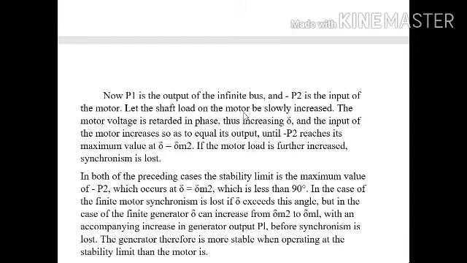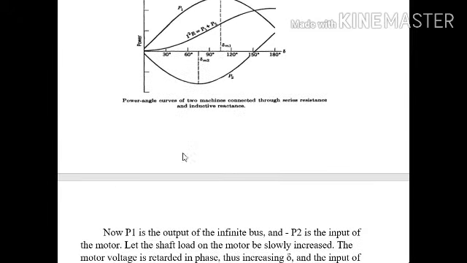Let the shaft load on the motor be slowly increased. Now, what are we going to do? We are increasing the shaft load on the motor slowly. The motor voltage is retarded in phase. Yes, it is obviously correct. Thus, delta increases, and the input of the motor increases so as to equal its output, until minus P2 reaches its maximum value at delta equal to delta M2. Here delta is equal to delta M2.